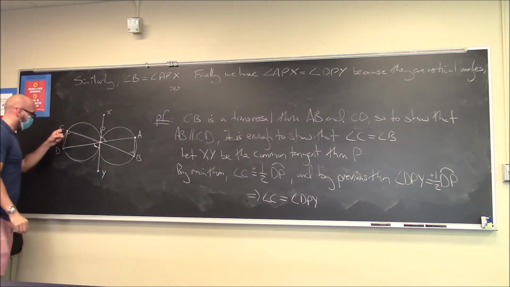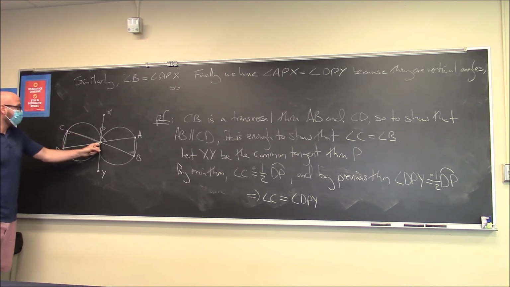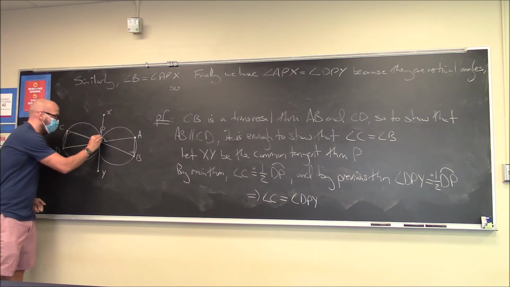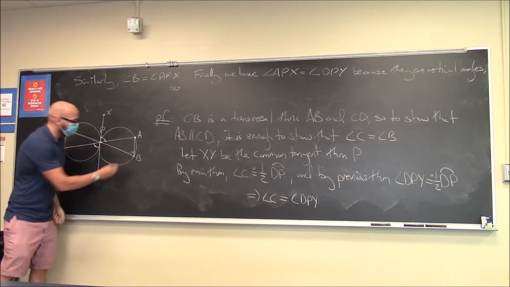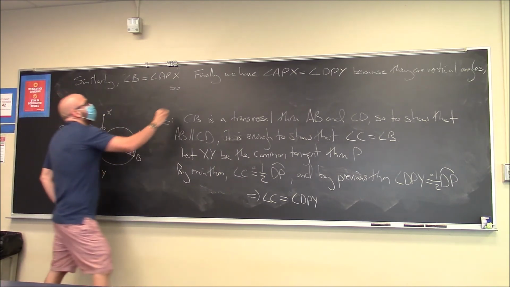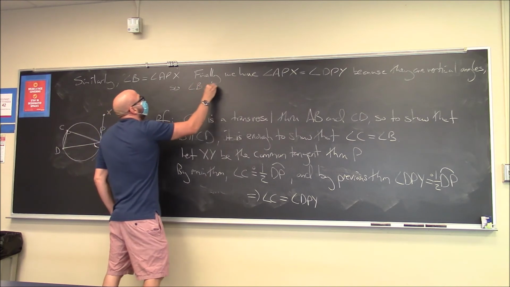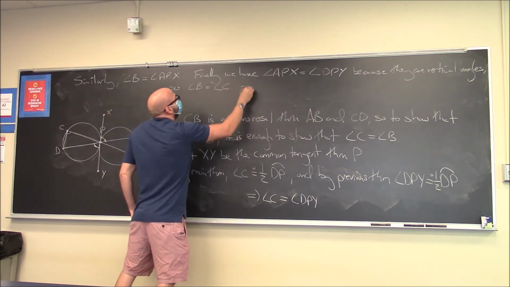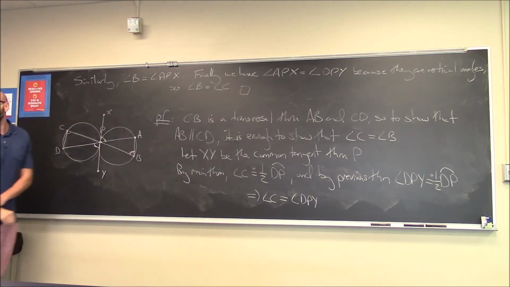So the result follows. Angle C is equal to angle DPY, angle DPY is equal to angle APX, and angle APX is equal to angle B. So just string the equalities together. So angle B is equal to angle C. Done.